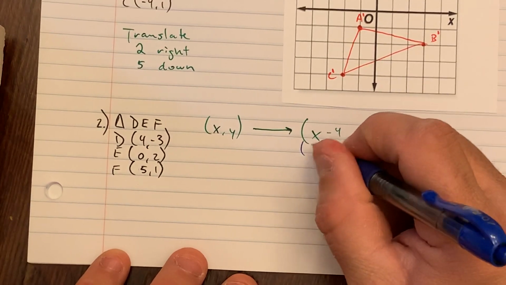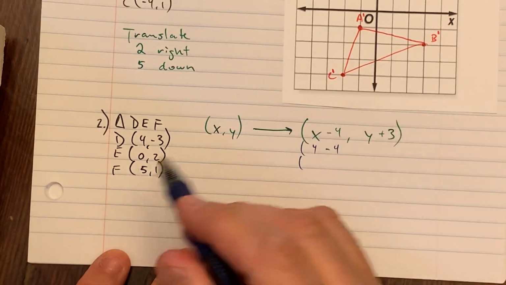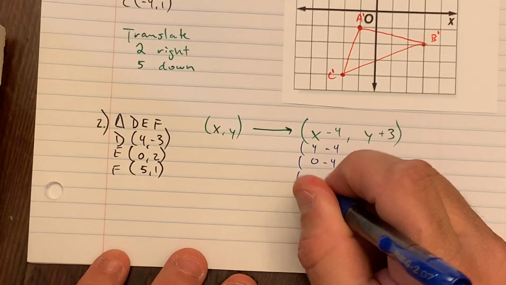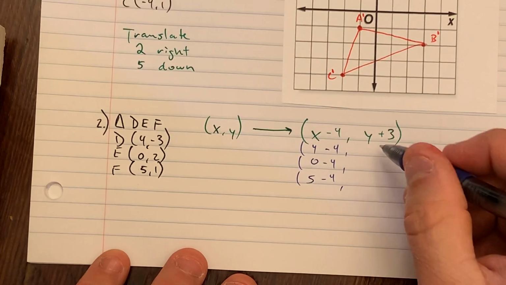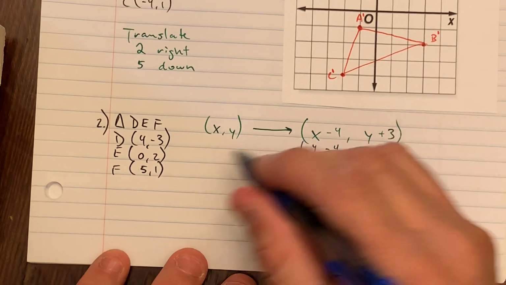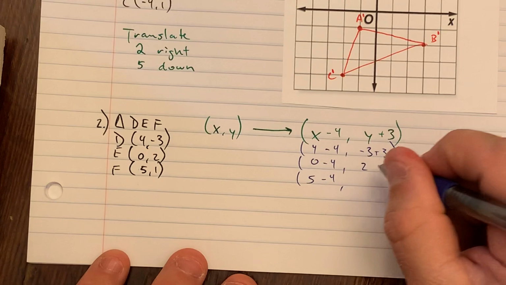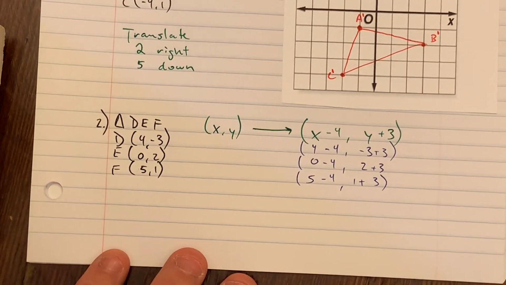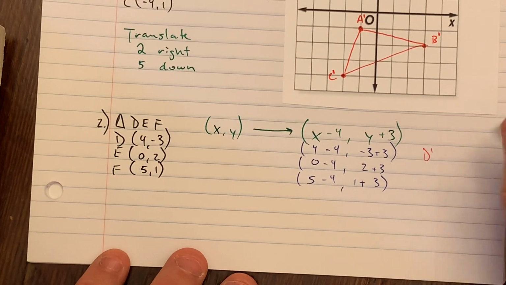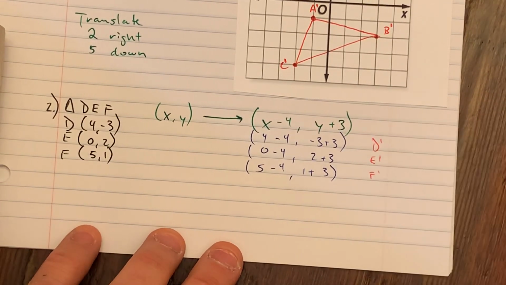What I do is I just come over here. My X is 4, so I go 4 minus 4. For E, my X is 0, so I go 0 minus 4. For F, my X is 5, so I go 5 minus 4. For my Y's, my Y is -3, so I go -3 plus 3. For E, I have 2, so 2 plus 3. And then 1 plus 3 for my F. I need my 1 in there. That's going to give me my D prime, my E prime, and my F prime.